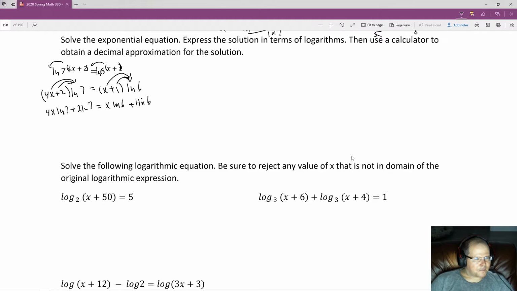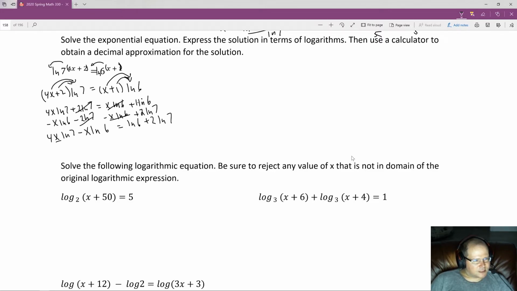It's not necessary though. Now we want to get all the variables on one side. So we say minus x natural log of 6 on both sides. And we want to get rid of the 2 natural logs of 7 on this side. We want to get all the constants on the other side. And 2 natural logs of 7 is a constant. It's just a very ugly looking constant, but it is a constant. It's irrational, but it is a constant. So these cancel out. And what that does, that leaves me 4x natural log of 7 minus x natural log of 6 equals natural log of 6 plus 2 natural logs of 7.